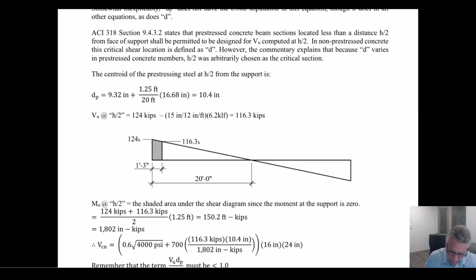So we are at h/2 from the support. That's where we're going to start all of our calcs. So we need to know what the shear is. We need to know what the moment is at that location. Not the center line, not at the support, but everything that we're doing is happening at h/2 from the support.